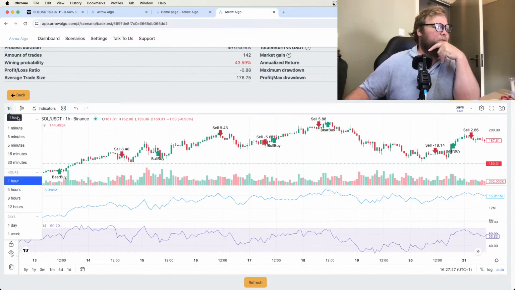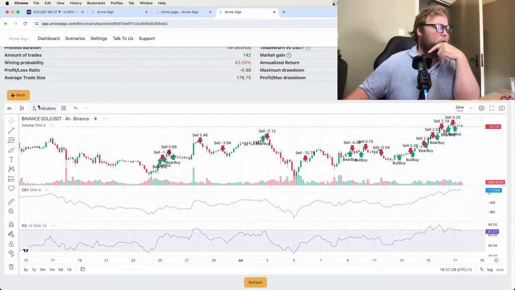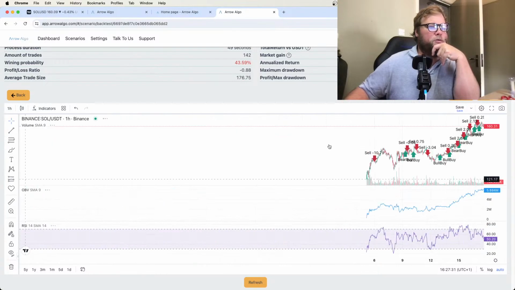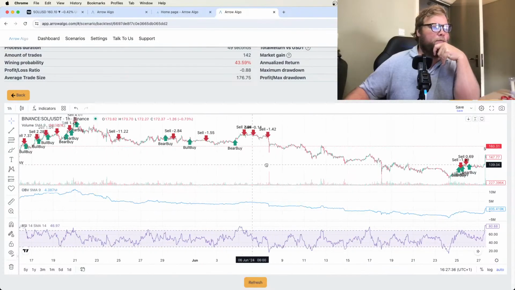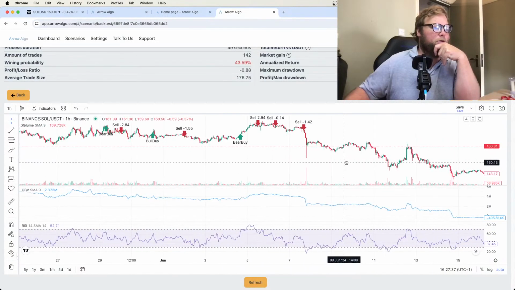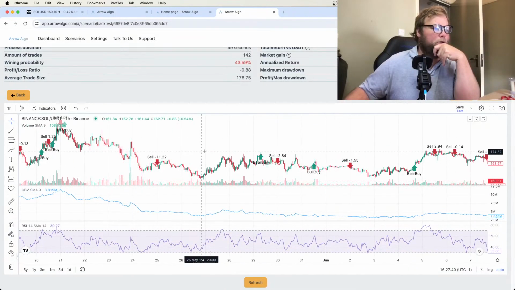While that's testing, let's have a look at the volume on the longer time frames. I'm a big fan of tracking volume. It gives you a real idea of where the institutional money might be going. Volume divergence is a huge benefit to track.